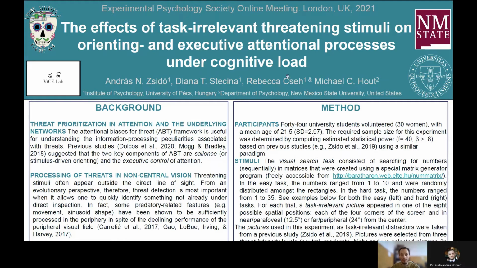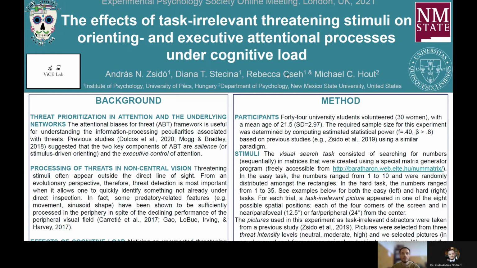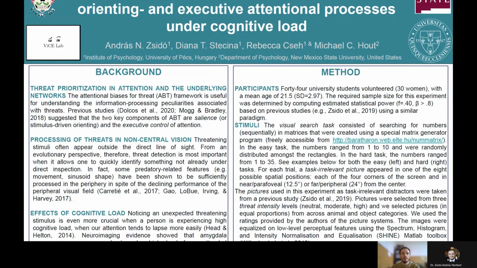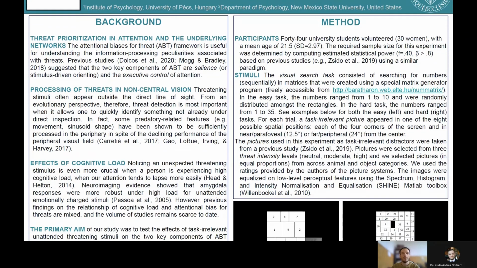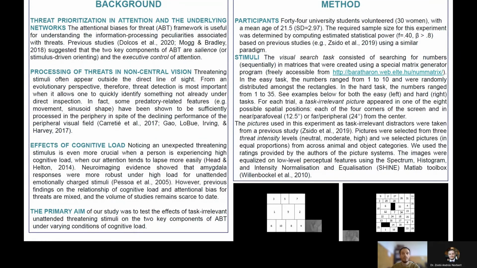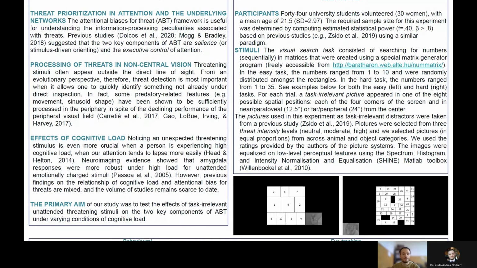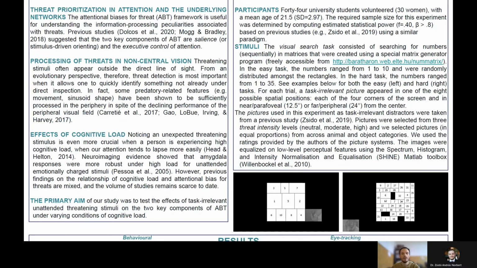In our study, we utilized our previously developed number matrix paradigm as a visual search task, whereby participants searched through a chessboard-like array, as seen in the figure, filled with numbers starting from 1 to 10 in the easy task and up to 35 in the hard task.